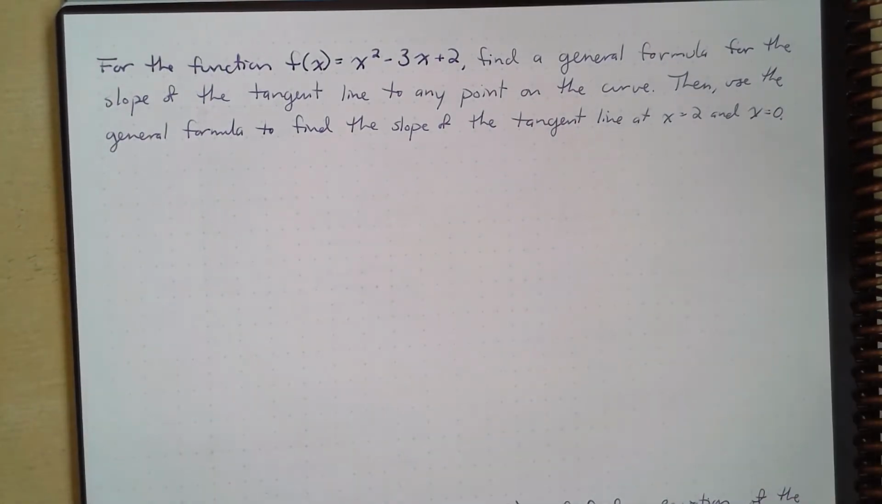For the function f of x equals x squared minus 3x plus 2, find a general formula for the slope of the tangent line to any point of the curve. Then use the general formula to find the slope of the tangent line at x equals 2 and x equals 0. Well, that general formula is that formula that we used before. We're going to use the limit definition of the derivative to find that general formula.